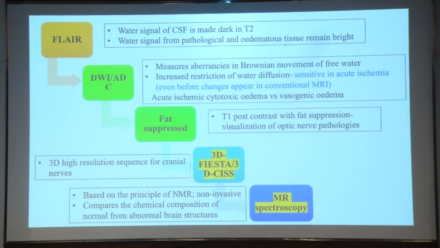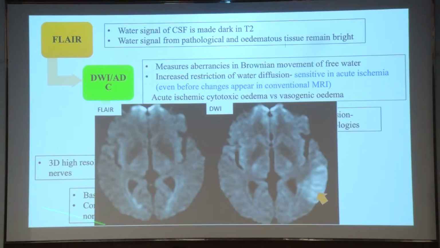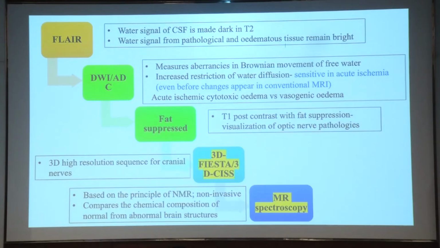Then there is diffusion weighted imaging. Well, it assesses the restriction of water diffusion. So its prime indication is in early cases of ischemia, where you're suspecting an infarct. And the advantage is that even though the conventional MRI early in the phase of infarct may not show the change, it will be evident in diffusion weighted imaging. So that's an advantage.